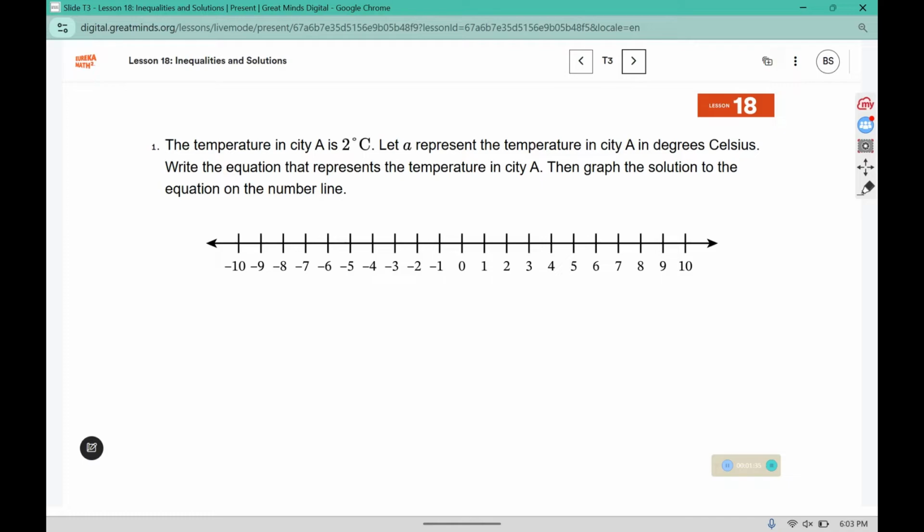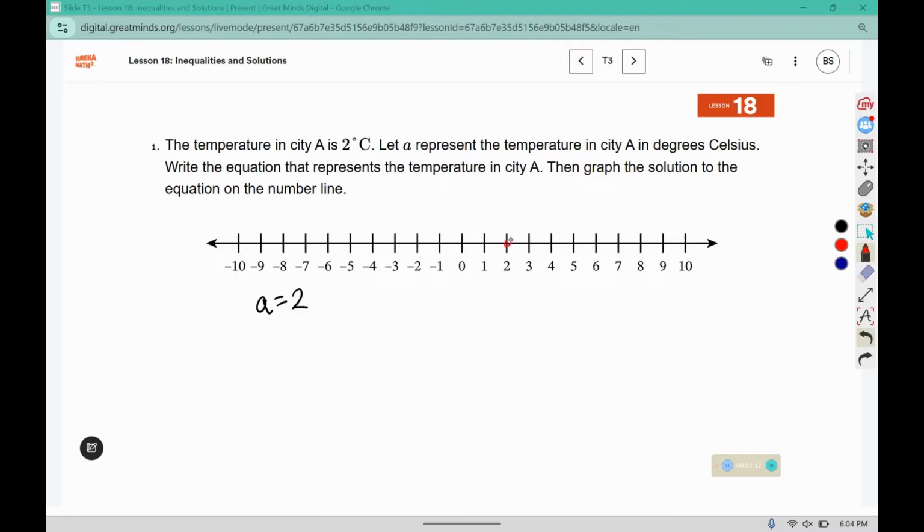In problem 1, it shows a number line, and our job is to start by writing an equation that represents the temperature and then graph it. So the temperature in City A is 2 degrees Celsius. Let A represent the temperature in City A in degrees Celsius. Write the equation that represents the temperature in City A. Well, we're using the letter A to represent City A, and it is 2 degrees Celsius. Then graph the solution to the equation on the number line.